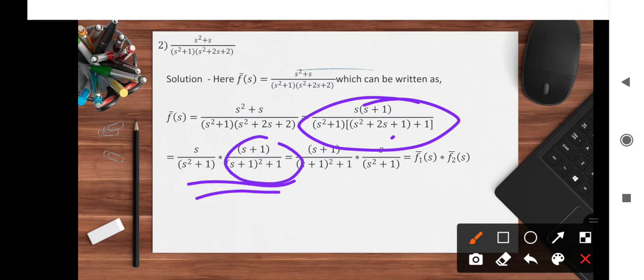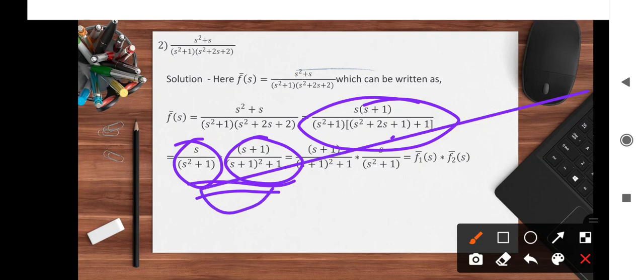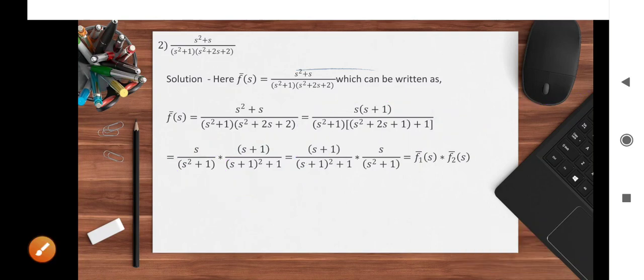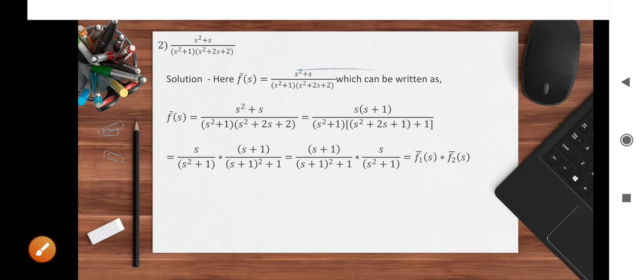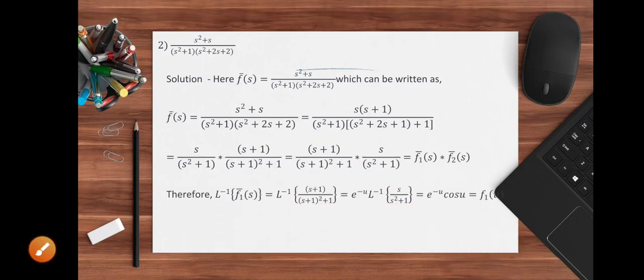Since this is complicated as compared to this one, we are going to change the sequence. So we get these two terms written in reverse order, as s plus 1 upon s plus 1 bracket square plus 1 into s upon s square plus 1, so that inverse LT of this function will be simpler than inverse LT of this function. So you have to now find inverse LT of f1 bar and f2 bar.